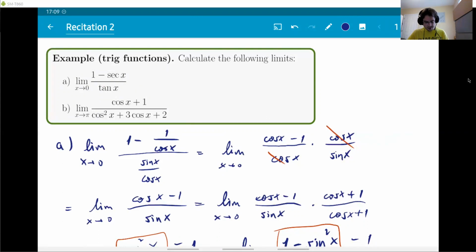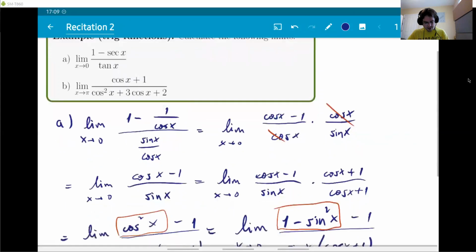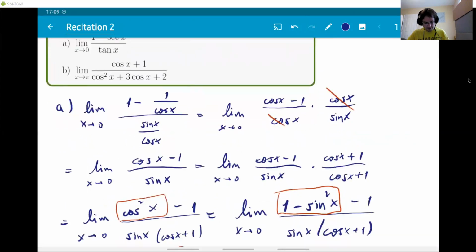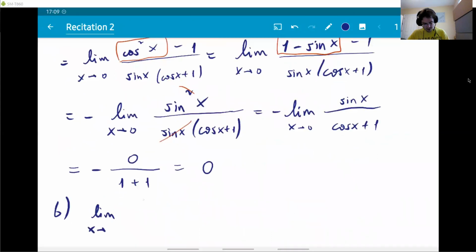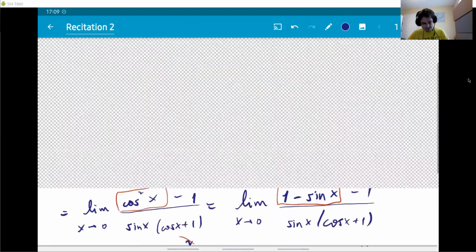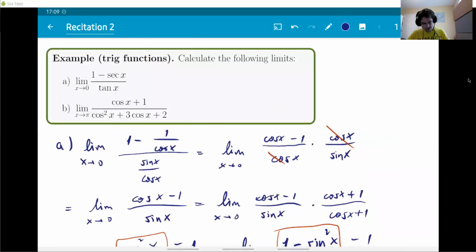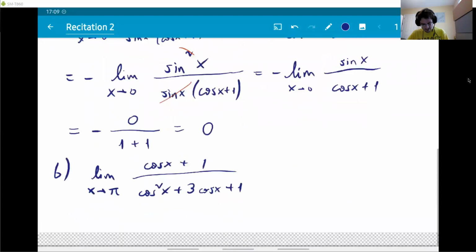Let's move to item B now. I'm just going to copy it down here. I think this was a pi. Cosine x plus 1 over cosine square plus 3 cosine plus 1. Sorry, it was a plus 2 in the end. Okay. What is this one?